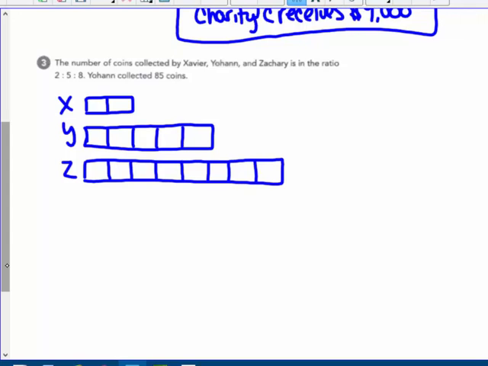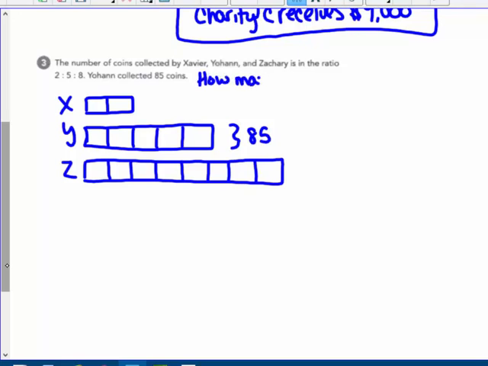Johann collected 85. So only Johann is 85. Doesn't ask us a question. Johann collected 85 coins. What's the question? Oops, I guess that's not on here. They want to know how many did each, I guess that got cut off.